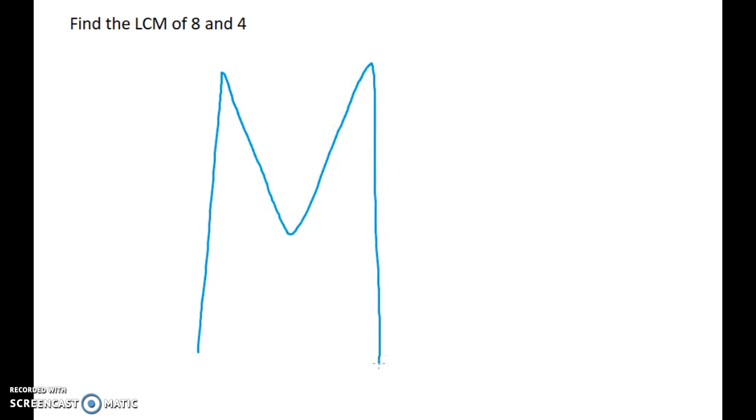In this video, we're going to talk about how to find the LCM, or the least common multiple. The first example that we're going to look at is finding the LCM of 8 and 4. Remember, our strategy for the LCM is to draw the big M. At the top, we'll put the perches for our numbers, 8 and 4.